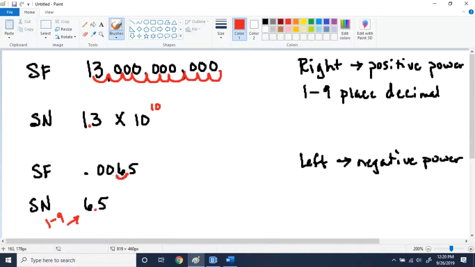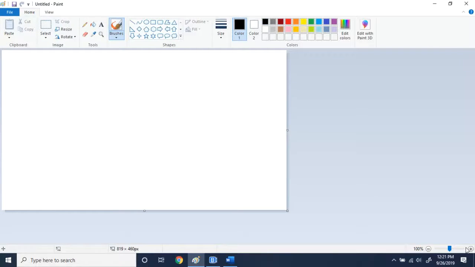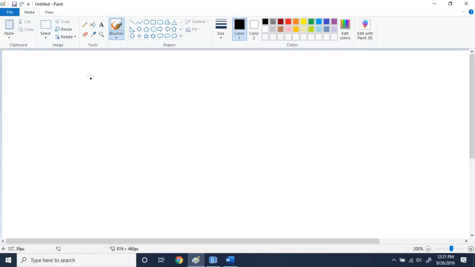So we have 1, 2, 3 jumps. So times 10 to the third power. And it's going to be negative. And 2 more. I'm pretty sure if you follow the steps and the rules, that this should become very easy for you.